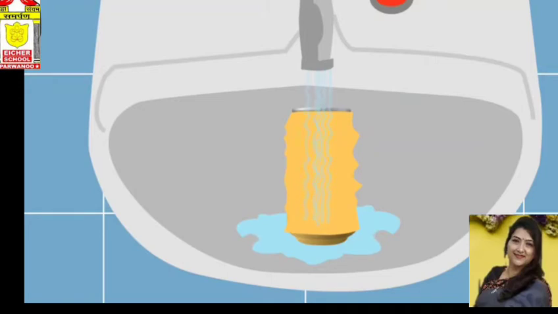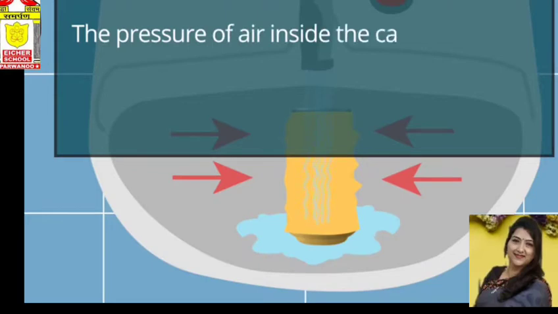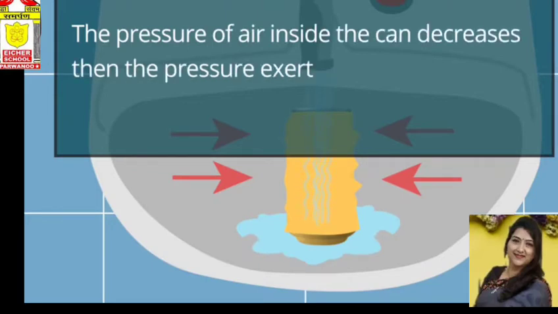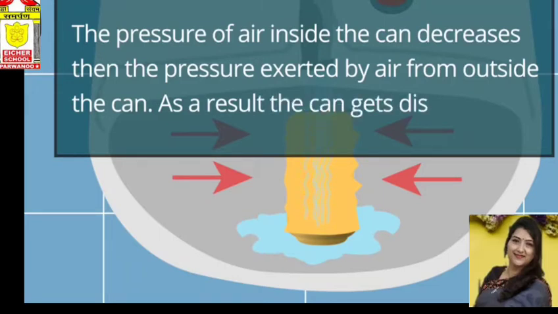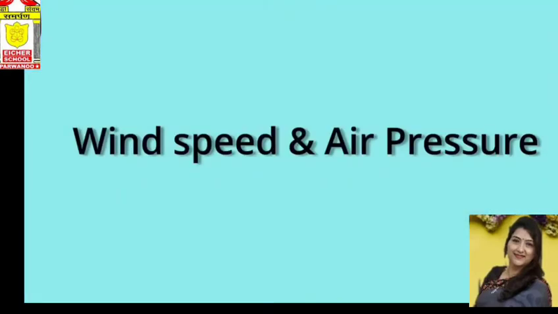Does any change occur in the shape of the can? Yes. Can you guess why? Why is the shape of the can distorted? As water is poured on the can, some steam in the can condenses into water, reducing the amount of air. So the pressure of air inside the can decreases compared to the pressure exerted by the air from outside the can. As a result, the can gets distorted. So, children, from this activity, we conclude that air exerts pressure.